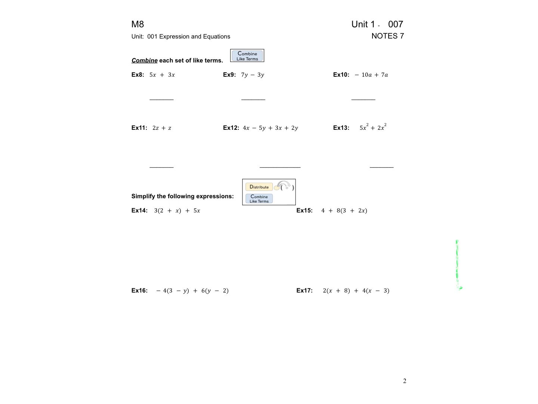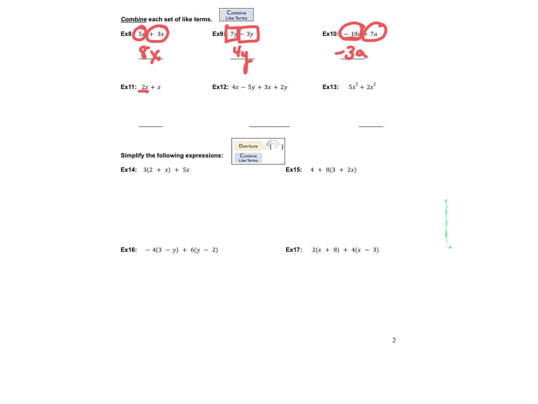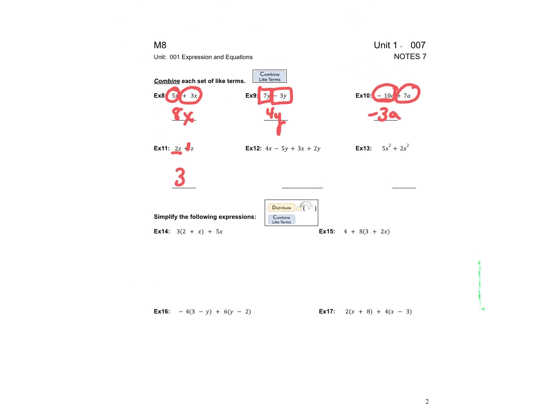We'll stick up here. Combine the set of like terms. So 5x and 3x, 5 plus 3 is 8. And then you have 7y plus negative 3y, which gives you 4y. Then this is negative 10. Again, circle the sign in front of it; it will just make things easier. Negative 3a. And then you have 2z and 1z, that's 3z.